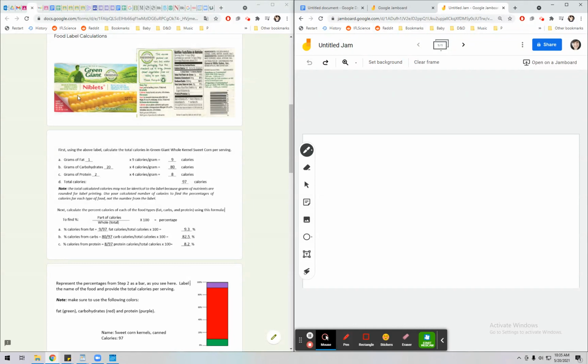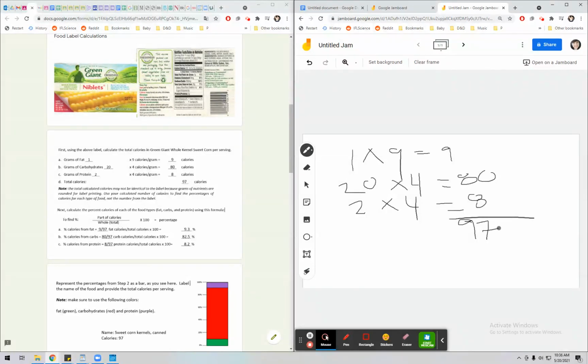And so for this food label, if we have 1 gram of fat, we multiply that by 9, and we get 9. For the carbohydrates, we have 20 carbs, and we're going to multiply that by 4. We get 80. And then for the protein, we have 2 grams of protein, and multiply that by 4 as well, because both carbs and protein are multiplied by 4 always. And so that gives us 8. The total here is going to be 97 calories.